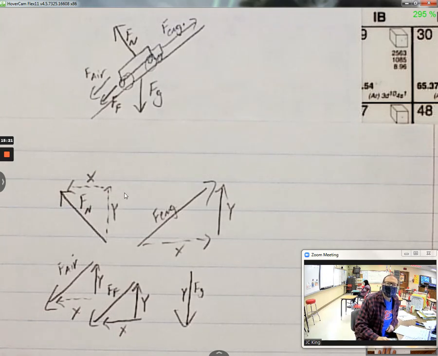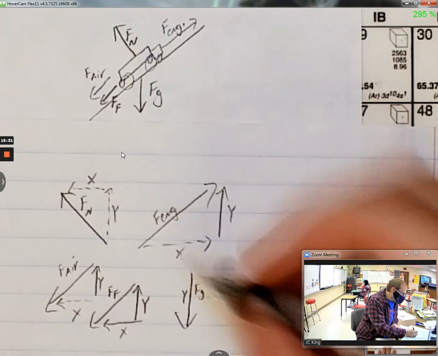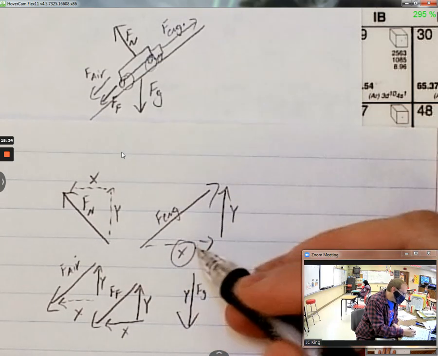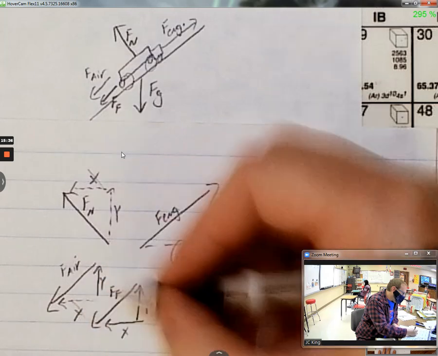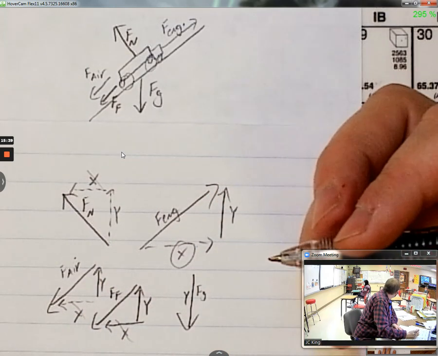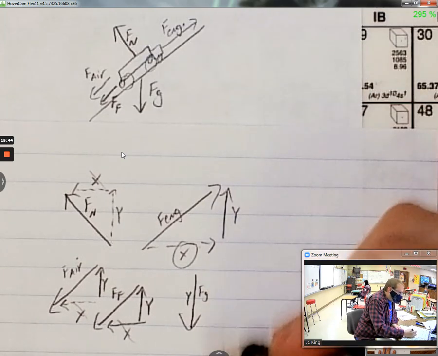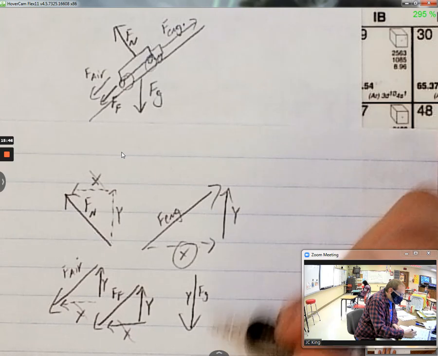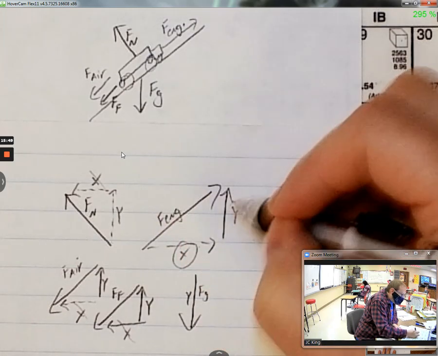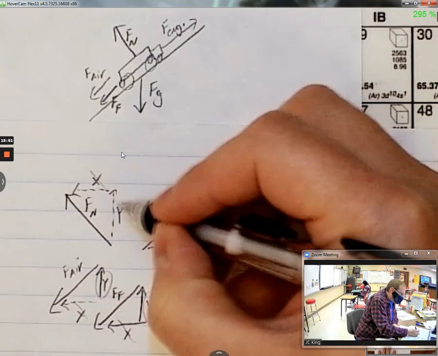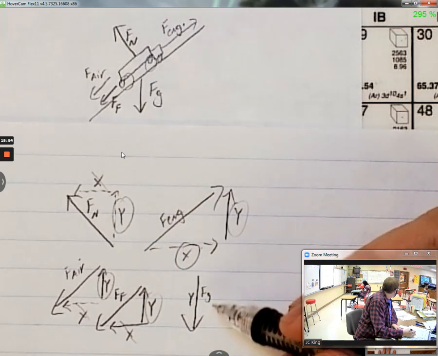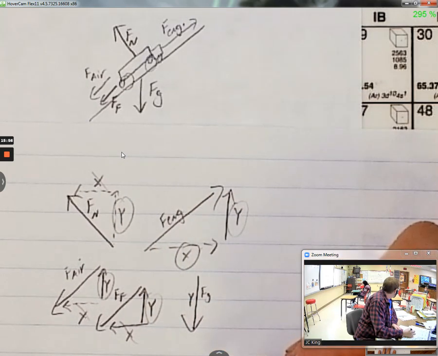So look at all of this. If you had to sum up all of the x's and all of the y's, look at how many x's are pulling back. That means that this x right here has to be equal to all three of these put together in order for it to be constant. And then, since gravity is the only thing pulling straight down, all of these y's right here added together have to be equal to gravity to keep the car from sinking through the ground or from flying away.